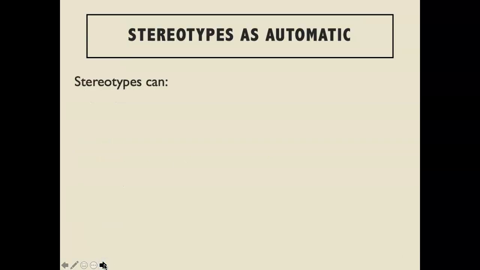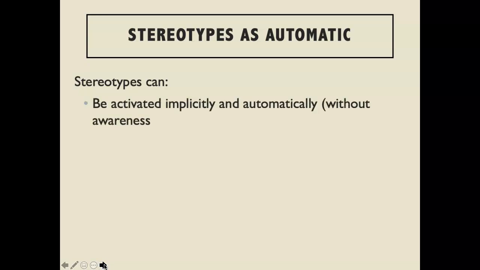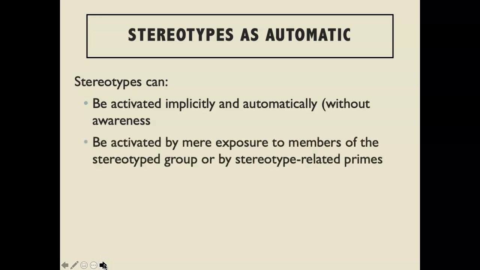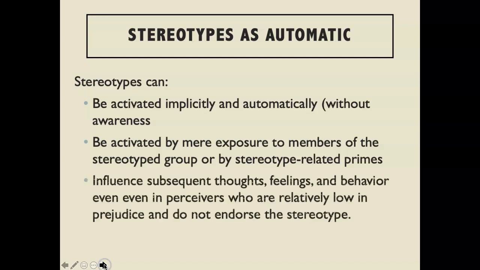And stereotypes are automatic. Okay, so stereotypes can be activated implicitly and automatically without awareness. Be activated by mere exposure to members of the stereotype group or by stereotype-related primes, influence subsequent thoughts, feelings, behavior, even in perceivers who are relatively low in prejudice and do not endorse the stereotype. Okay, so at some implicit level, stereotypes can weave into our thoughts, feelings, and behavior and be activated that way, even when we're low, shall we say, in prejudice.